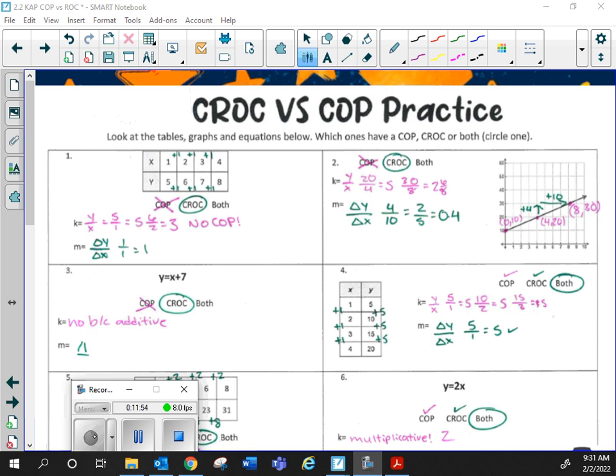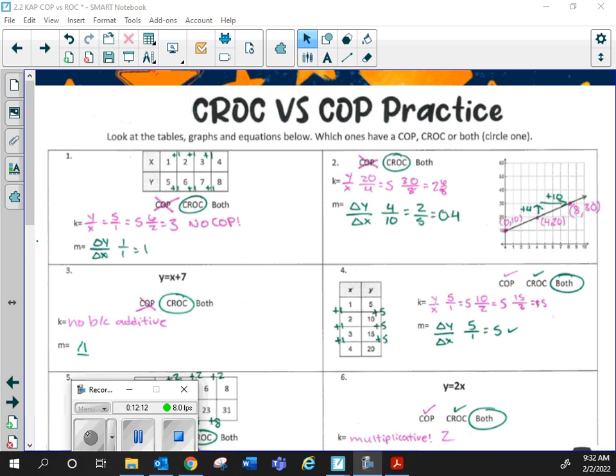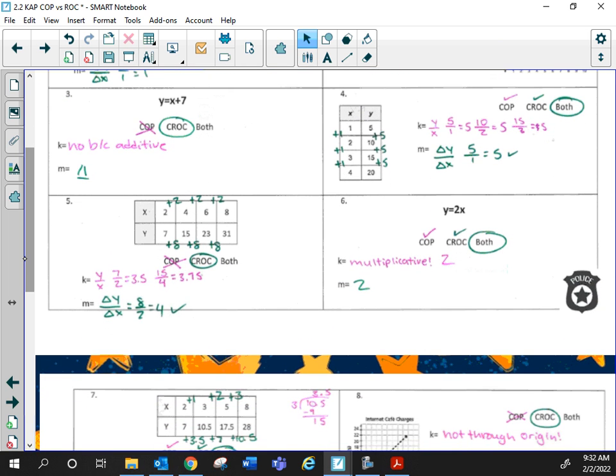All right, looking at these answers, number 1 we did together. Number 2 only has a constant rate of change. 3, because it's additive, it only has a rate of change. For both, 5, here we go. Scrolling, 5 only has a rate of change. 6 has both, it's multiplicative, yes. Here's X on 3, 11. On 3, it is equal to 1.